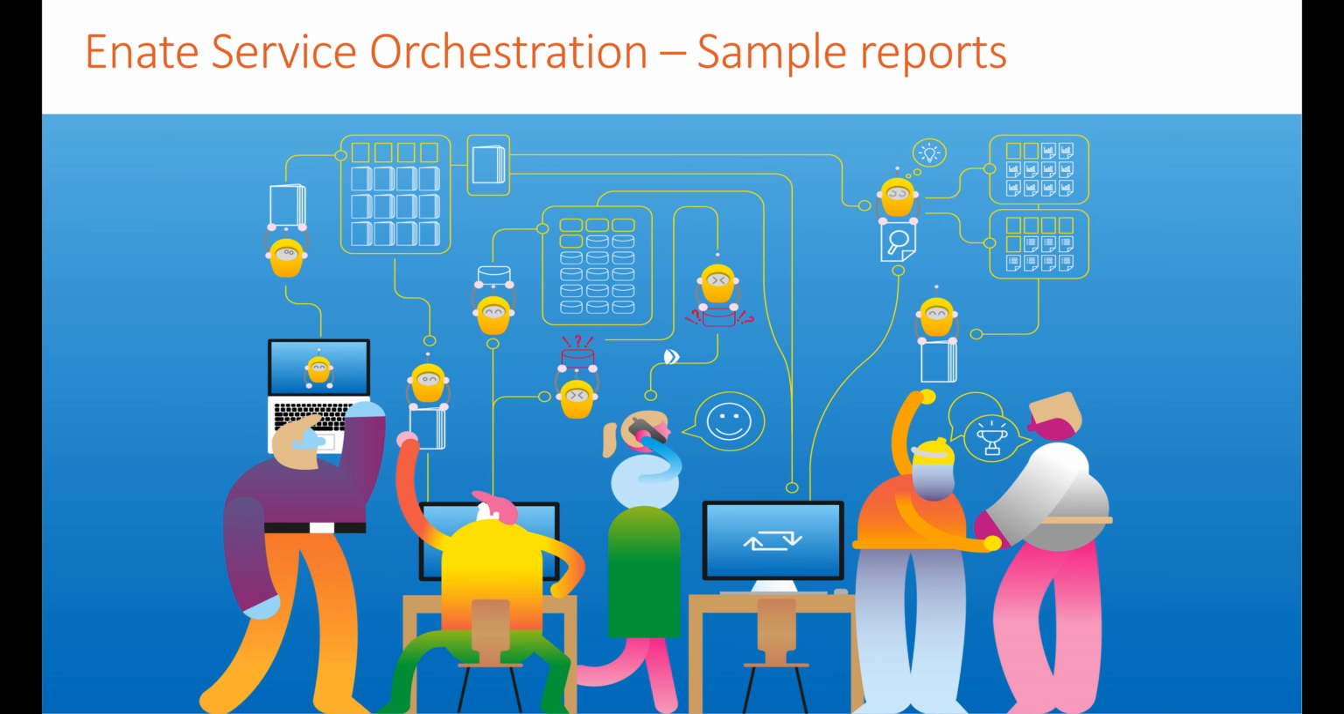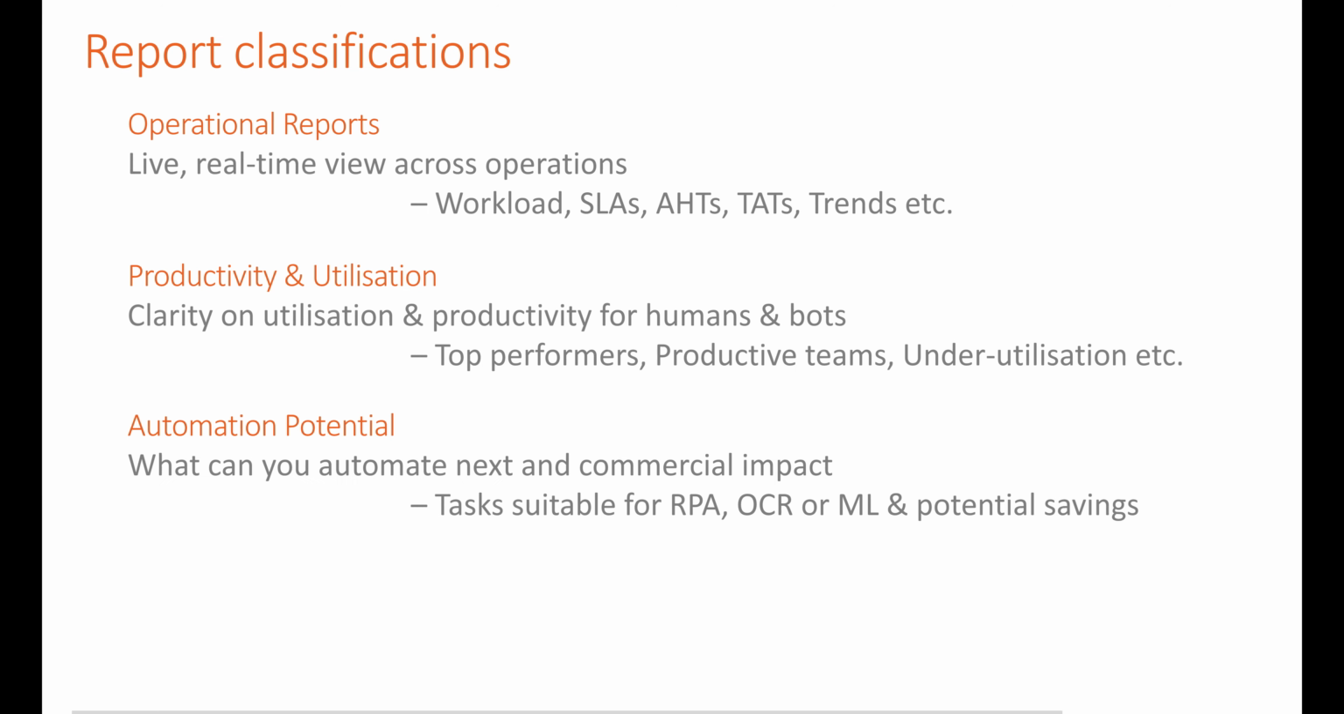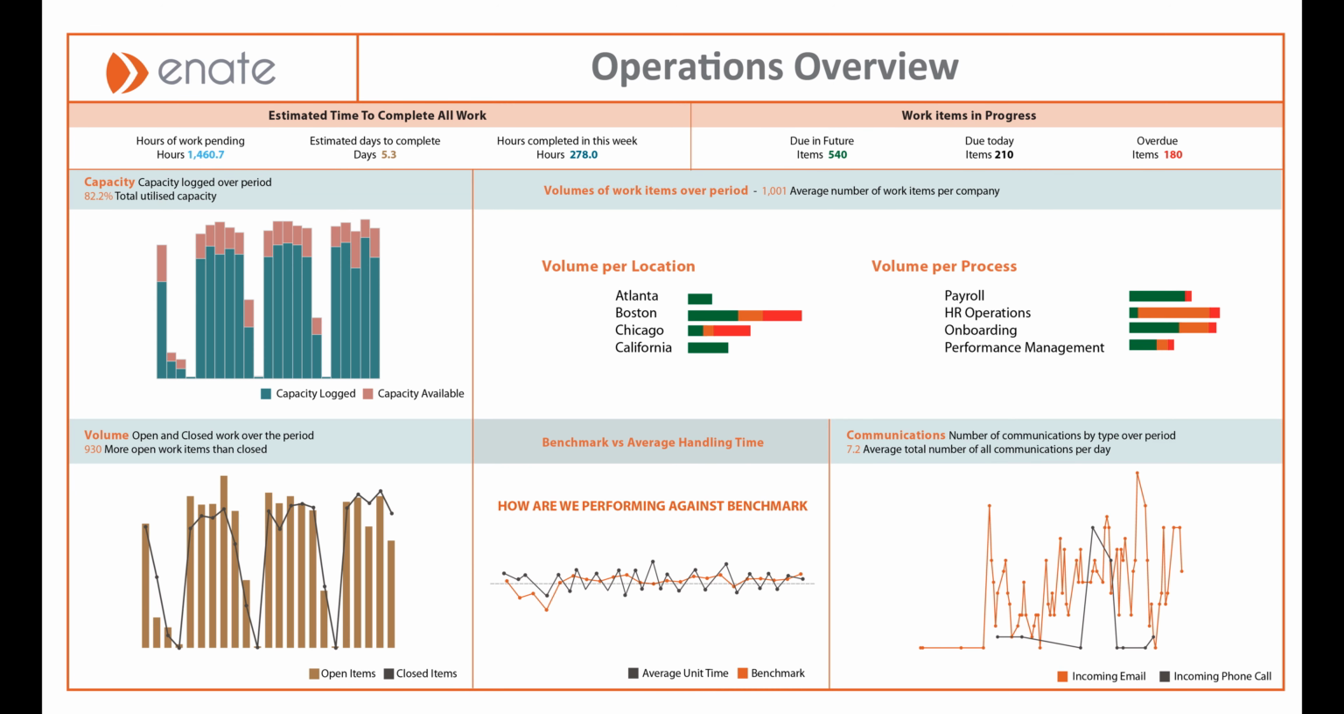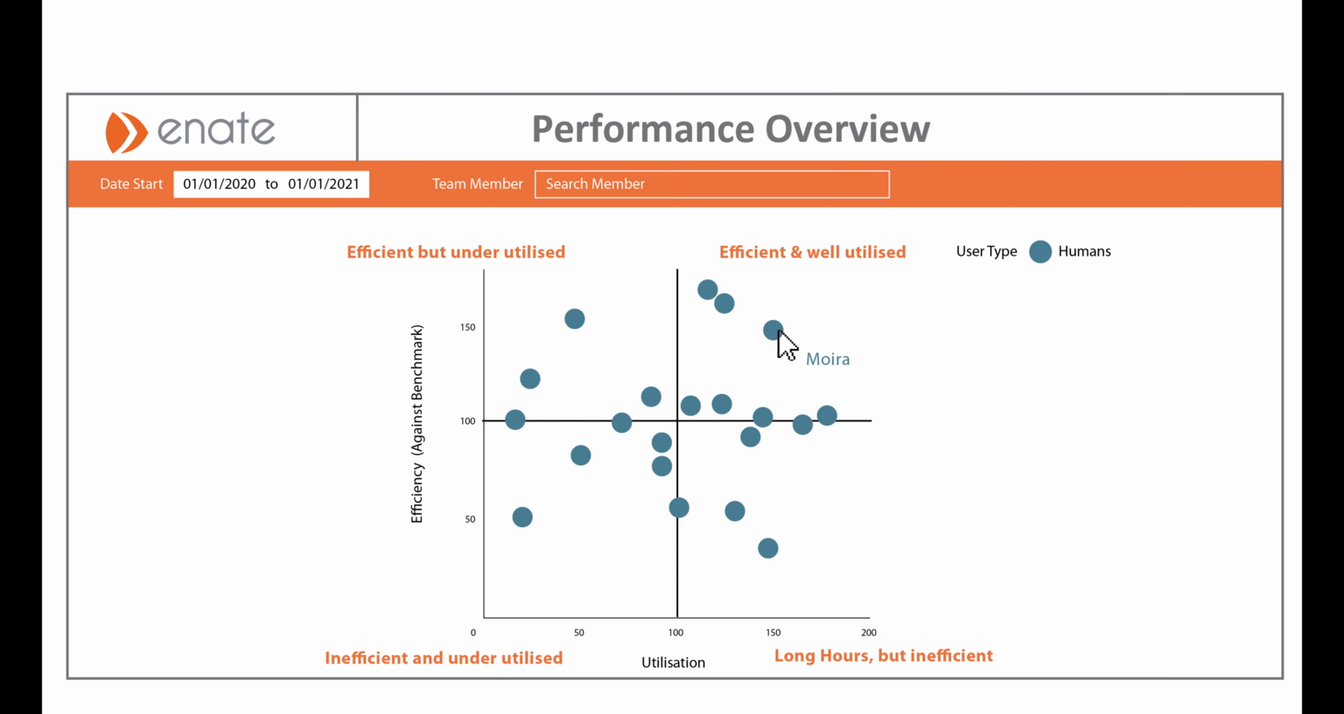Reports in Enate are delivered via Tableau in real time and are available for use when you buy Enate. They are configurable depending on business needs. Reports are broadly classified into 4 groups. Day-to-day operational reports are a real-time view of your business. These cover items such as workload, volumetrics, timeliness, trends, turnaround times, TAT, actual handling times, AHT, and so on.